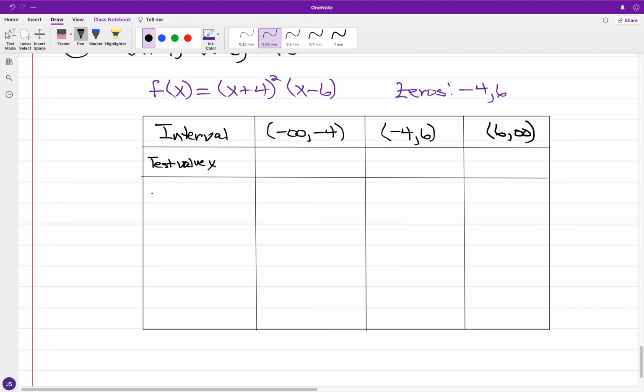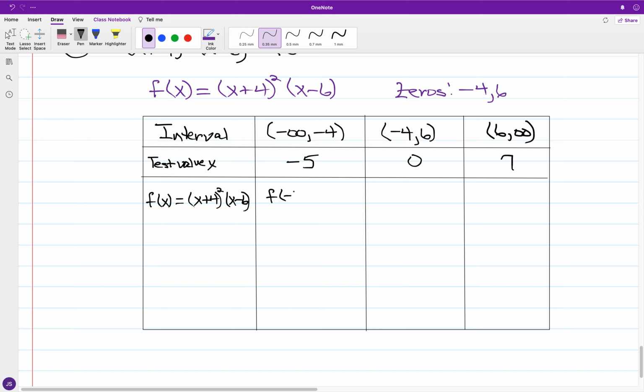Okay, so for what we have in the case of f of x equal to the square of x plus 4 times the quantity of x minus 6. Among the tested values, anything less than -4, we go with -5. Between -4 and 6, we'll just go with 0. Anything greater than 6, we'll just go with 7.